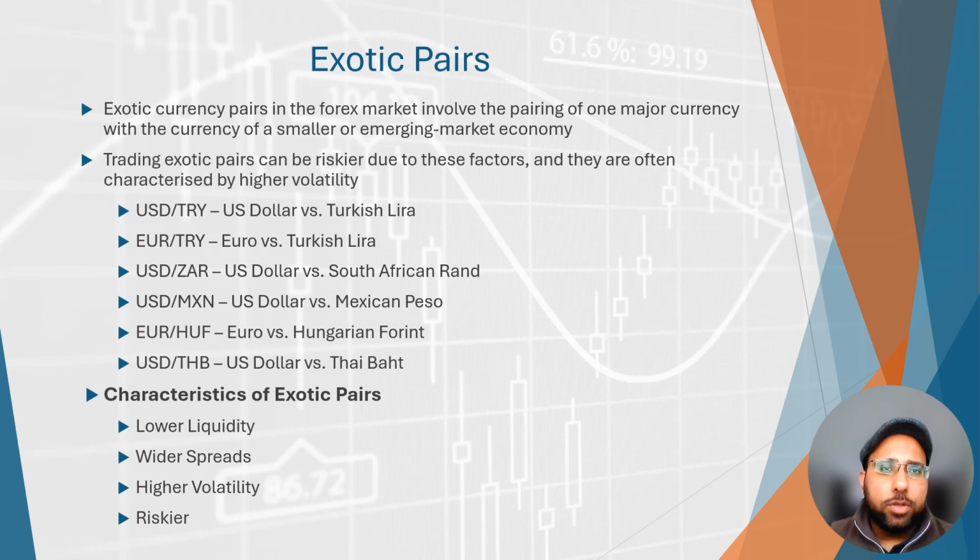The next one would be US dollar and Mexican peso. A lot of this is tied to trade relations between the US and Mexico. US interest rates, Mexican inflation, any political developments in Mexico, as well as their overall relationship, will impact this currency pair.